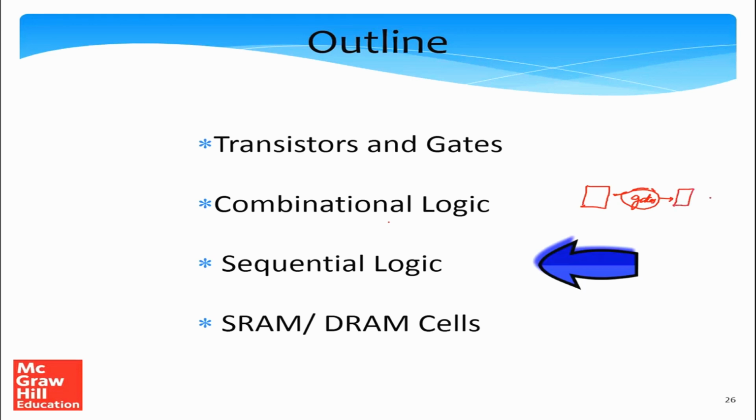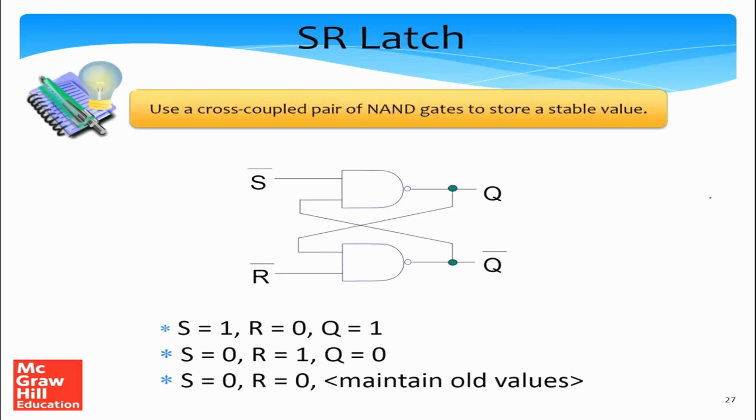The first question that we need to answer is how do we store a single bit? How do we ensure that we are able to store a single bit and the value remains for as long as we want to keep it? The idea is that to store a bit, we use a cross-coupled pair of NAND gates, and that will store a stable value. This particular structure is called an SR latch, and S stands for set.